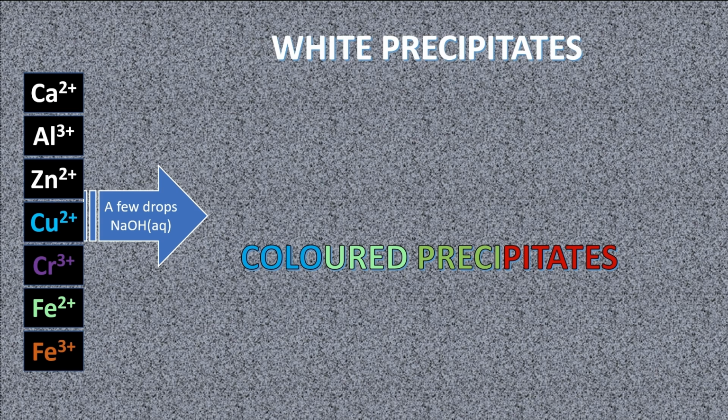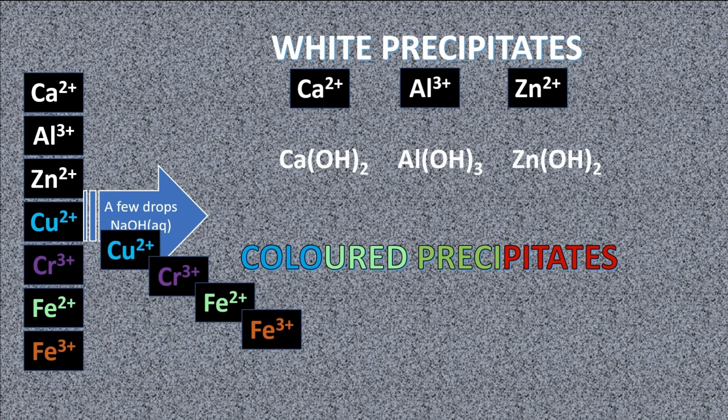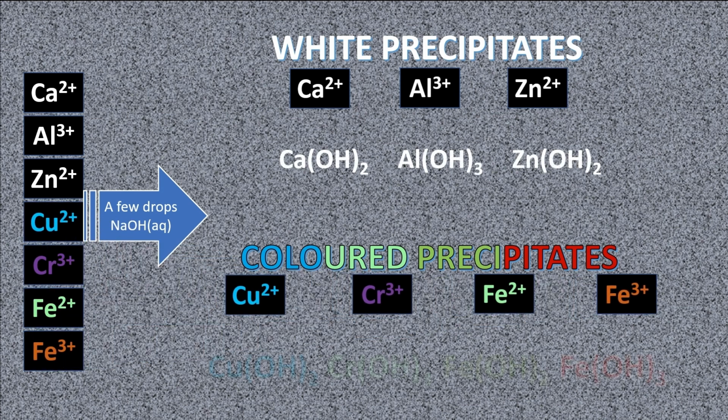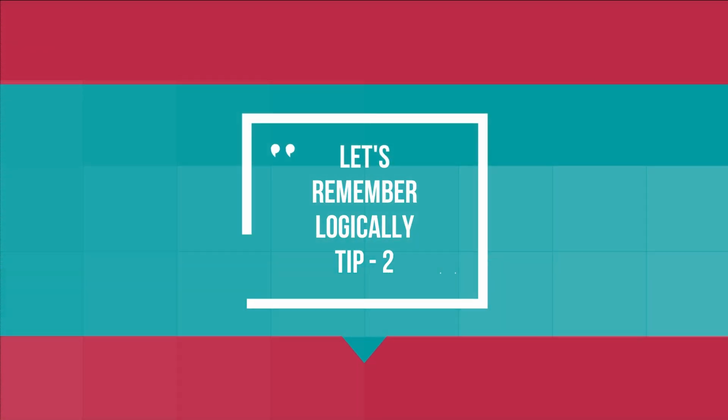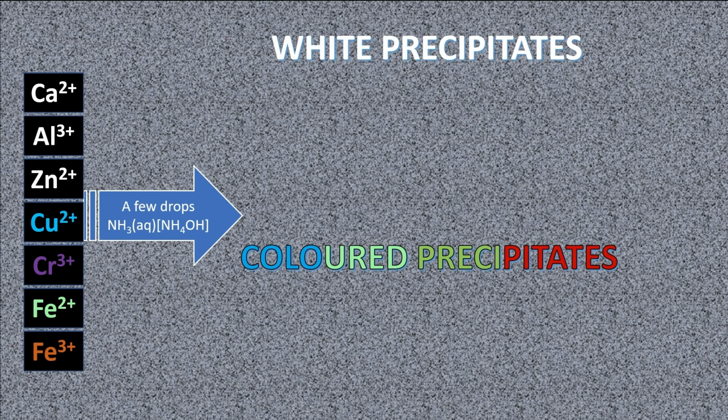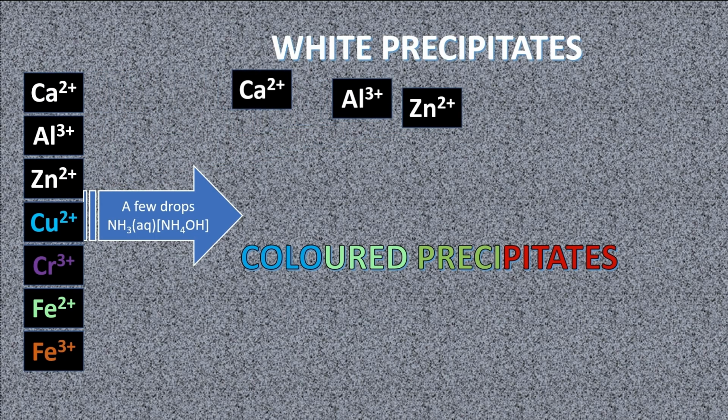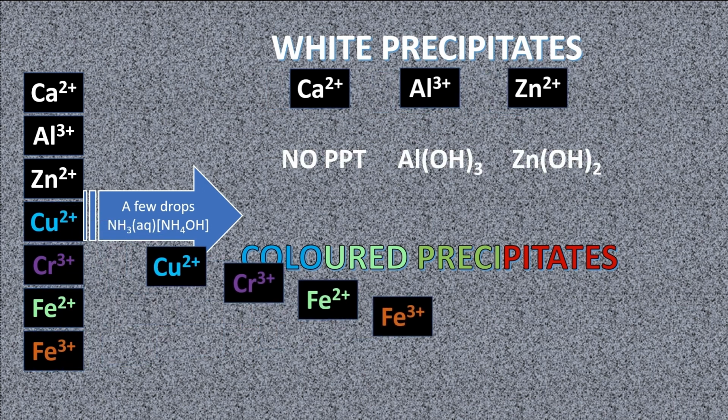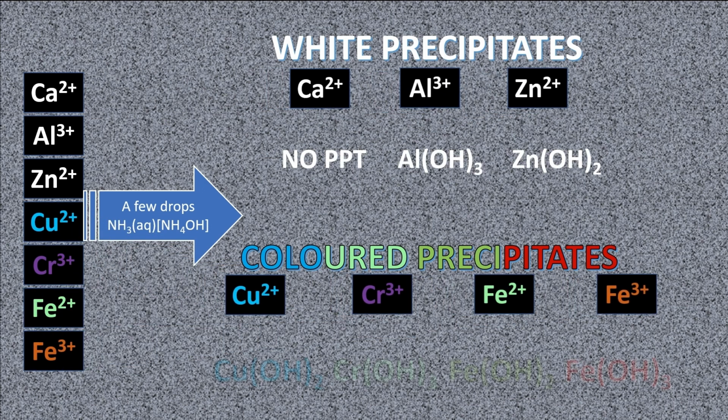There are three white precipitates and four colored precipitates with sodium hydroxide. There are two white precipitates and four colored precipitates with aqueous ammonia.